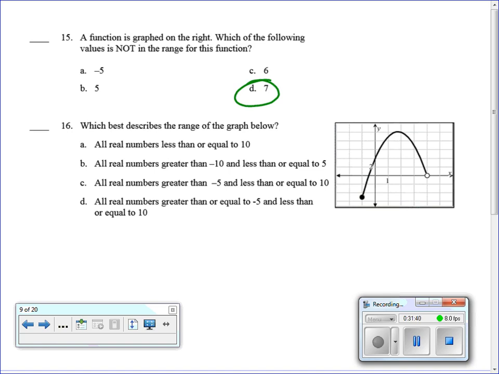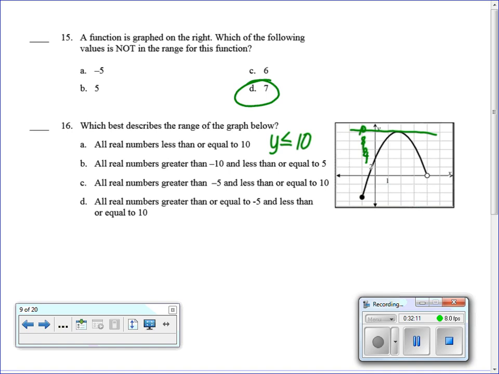Looking at 16, we want to know which best describes the range of this graph. If we look at A, it says all real numbers less than or equal to 10. But we see that our scale is going up by 2, so this is 2, 4, 6, 8, and 10. We know that we do have values that are less than 10, but the question is, is it all real numbers less than or equal to 10? Remember that that would be y is less than or equal to 10.